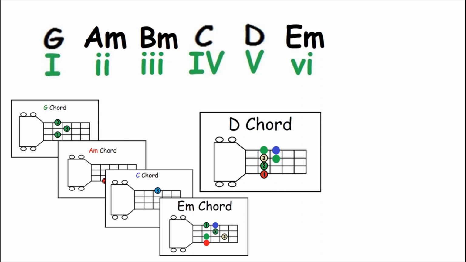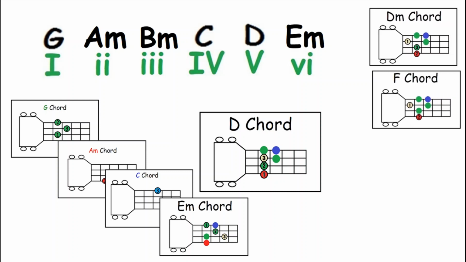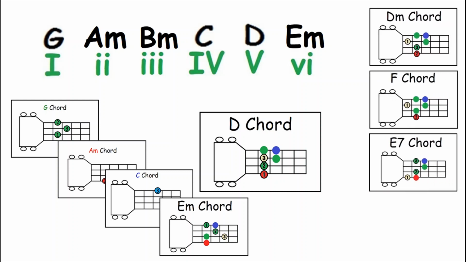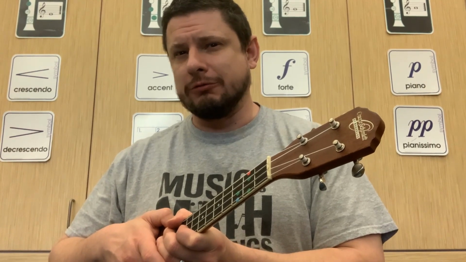Also notice chords we know that aren't in the key of G: D minor, F, and E7. These are now all outside chords, at least in the key of G. Confused yet? Well, don't worry. We're going to get a ton more practice with this, starting with revisiting our practice in C chord progression.